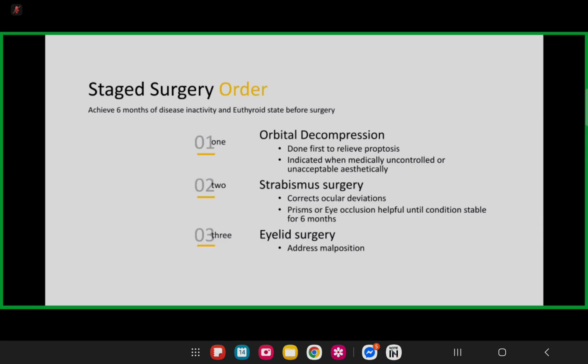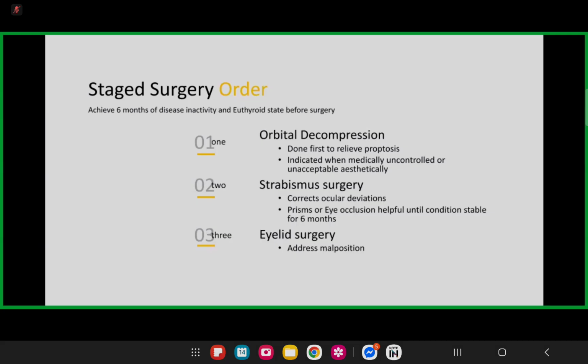Okay, so as mentioned, we have a staging for your thyroid eye disease. Before we do surgery, we advise the patients to have at least 6 months of being controlled. So achieve 6 months of disease inactivity and have a euthyroid or normal state before we suggest surgery, unless the control is an emergency, then we can do surgery. Other than that, we have to make at least the patient stable for 6 months.